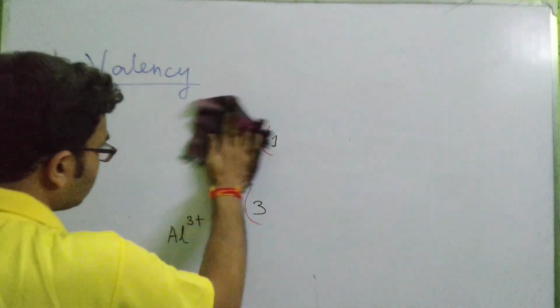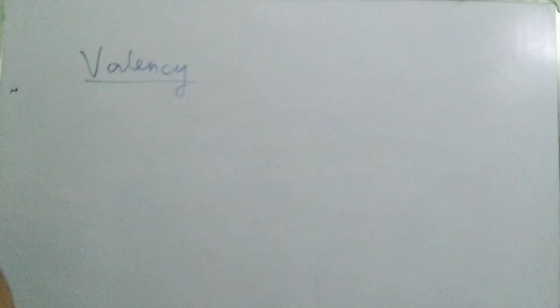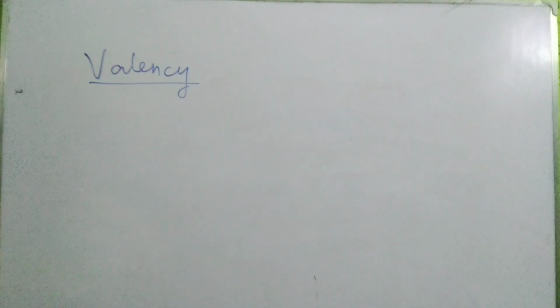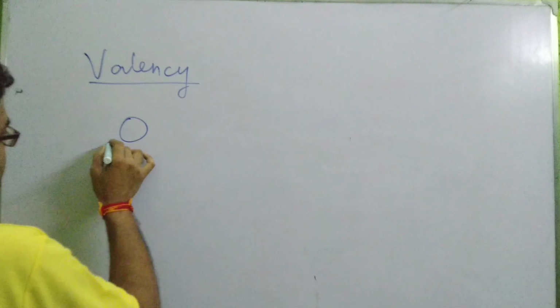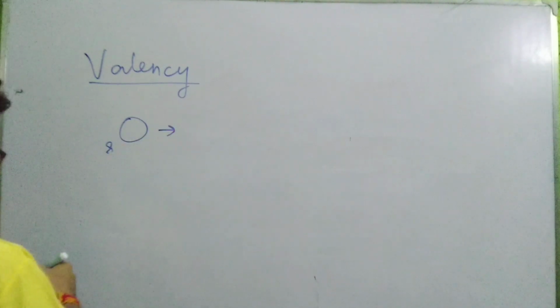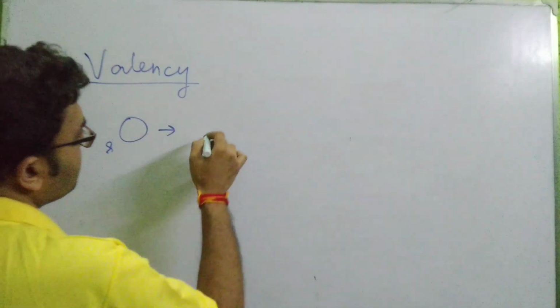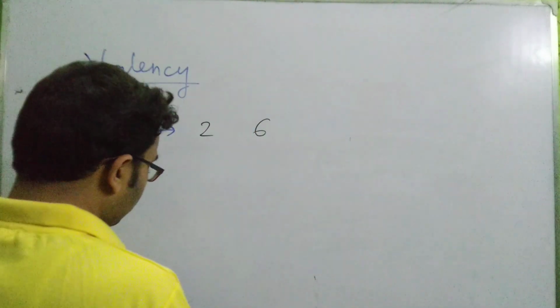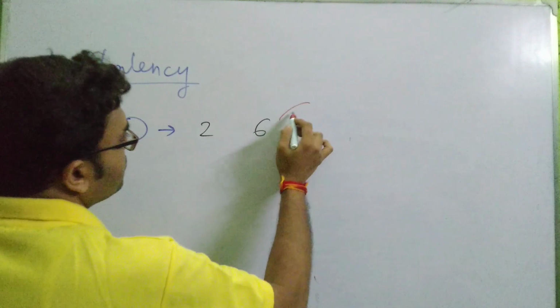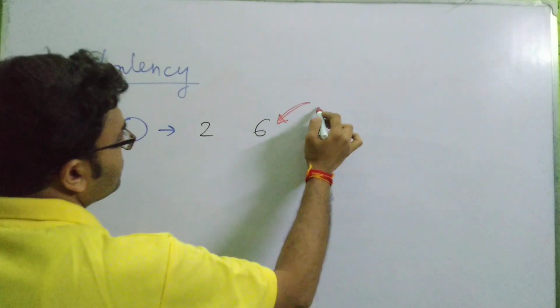Okay, so if I consider two non-metals, say consider oxygen. Oxygen has an atomic number of 8. It has a configuration of 2, then 6. So what happens? This oxygen atom basically accepts 2 more electrons.